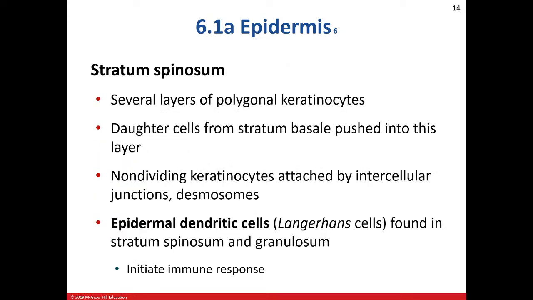Next up is the stratum spinosum, which has several layers of polygonal keratinocytes, which means they're a polygon, but that's pretty vague. They have kind of a non-specific shape. They vary. They're daughter cells from the stratum basale that get pushed into this layer, and they are non-dividing keratinocytes, meaning they don't divide, and they're attached to each other by intercellular junctions called desmosomes. Remember the rivets that hold cells together.